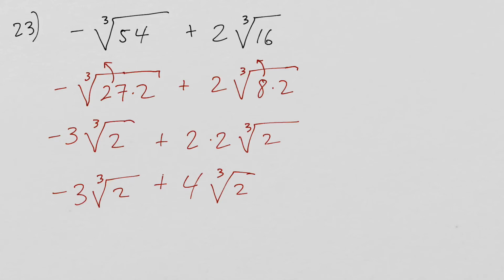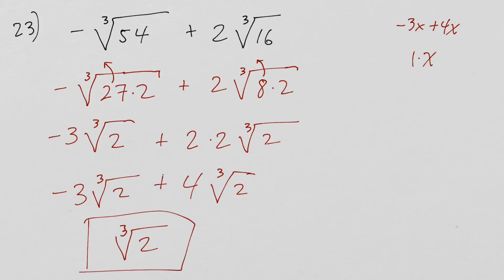But just like if you had negative 3x plus 4x, you would write x. You never write the 1 times anything. We do the same thing here. We do not write the 1. We just write the cube root of 2. And it's understood that that's 1 times the cube root of 2.